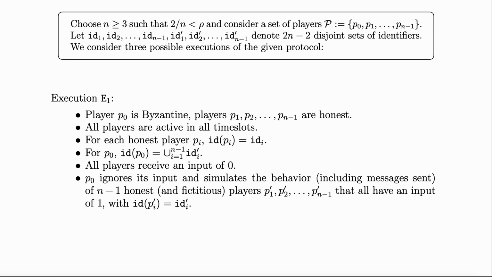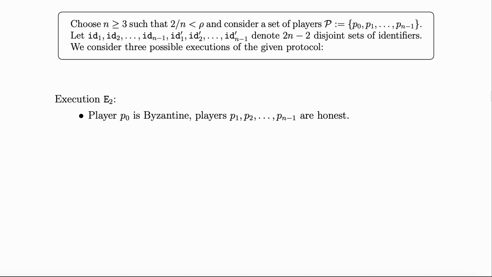Then we come to our second execution. In the second execution, the basic idea is we want to ensure that the second execution E2 is indistinguishable from E1 as far as P1 is concerned. That's our main aim here.